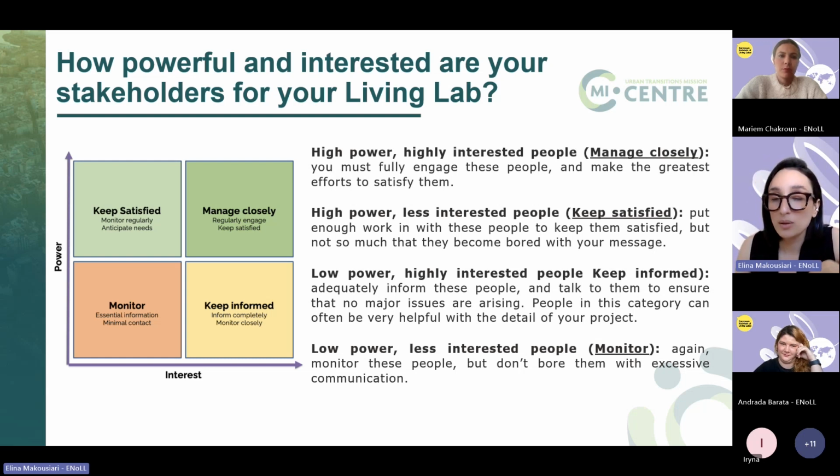And you need to make the greatest effort to keep them happy because they are there for most of the time. But on the other extreme, we have people with the least power and least interest. These are the people that you can simply monitor. So you don't have to give these people too much information. Maybe an annual newsletter of what you're doing and the updates that you had this year can also be enough for them. So understanding what power and interest they have and putting them in the different places of the matrix can give you these different types of indications.